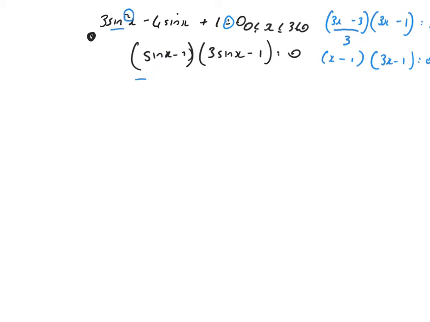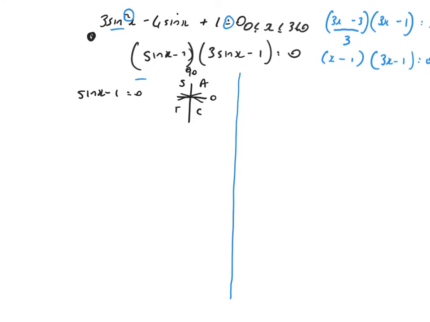So I'm going to put a line down the page and solve each in turn. The first one then, sin x minus 1 is equal to 0. Put the CAST diagram. Remember it's degrees with this one. I said that at the start. Okay, bring that across. Sin x equals 1. x equals sin inverse 1.